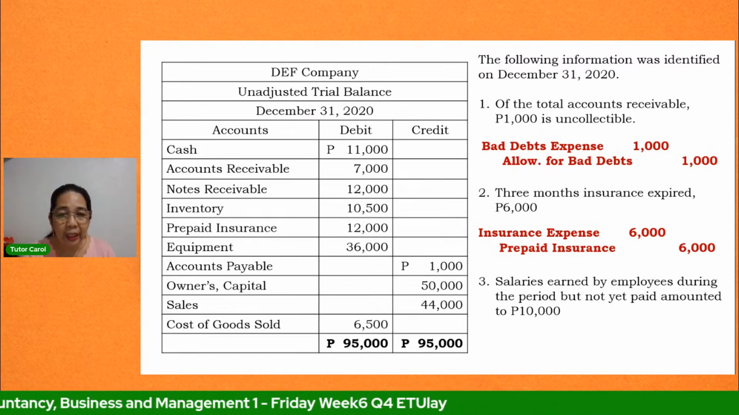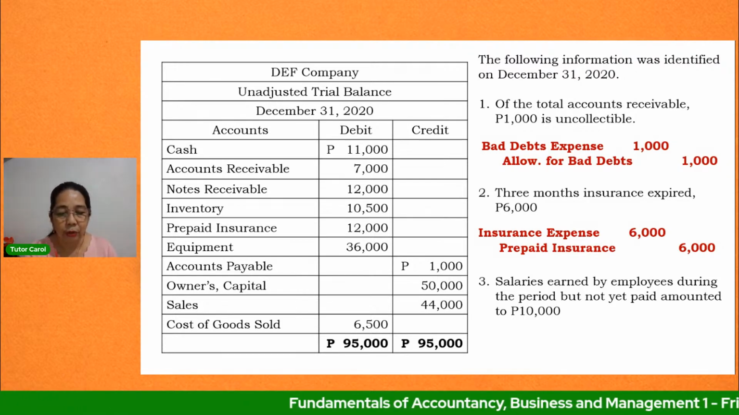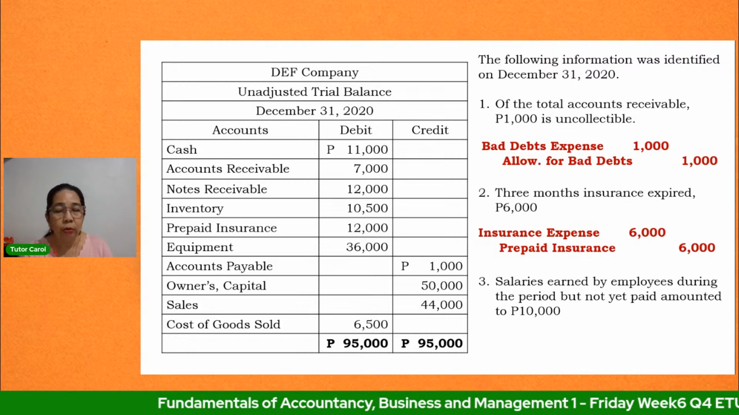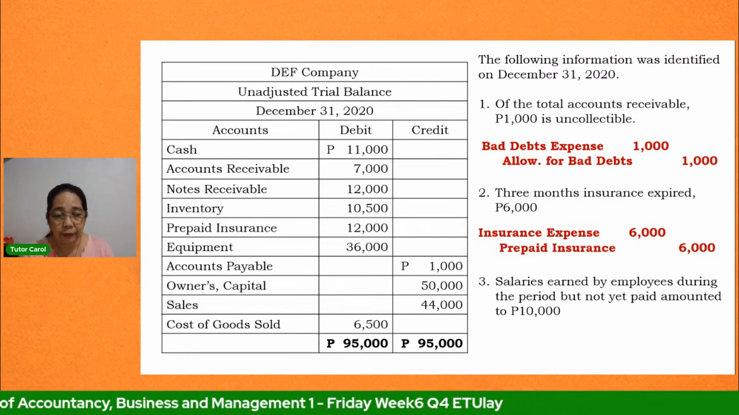Number 3, salaries earned by employees during the period but not yet paid amounted to 10,000 pesos. O, anong type of adjustments yan? That's accrued expense.